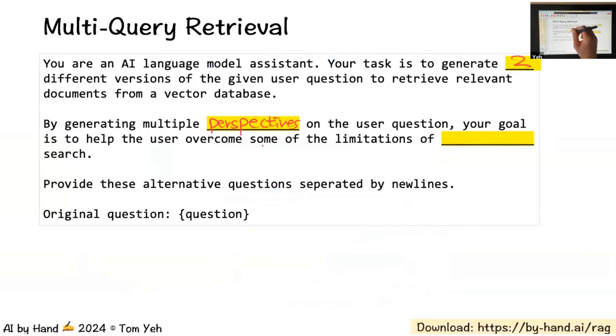Your goal is to help the user overcome some of the limitations of similarity-based search. If we use only similarity-based search, referring to the database part of it, it only uses similarity. It doesn't provide a lot of perspective at a high level. So multi-query retrieval provides more diverse answers.